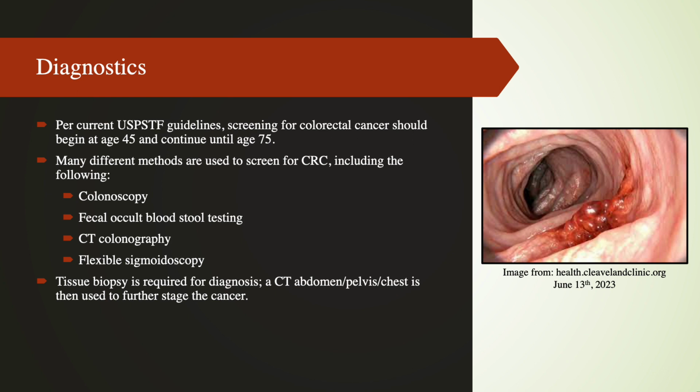And so once we have this diagnosis of potential colorectal cancer, we have to confirm it with a tissue biopsy. And that's typically done by a colonoscopy regardless of the screening method that was initially used. Once we confirm CRC histologically, a CT abdomen, pelvis, and chest is used to further stage the cancer.